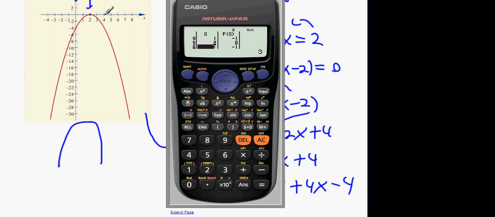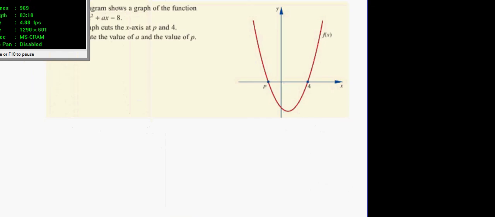Look at 4. 3, 1. 3, minus 1, and 4, minus 4. Yep. Any questions? Oh yeah, no. Next one.